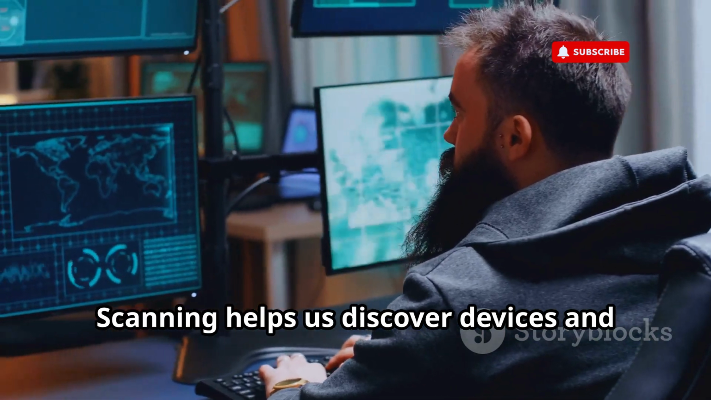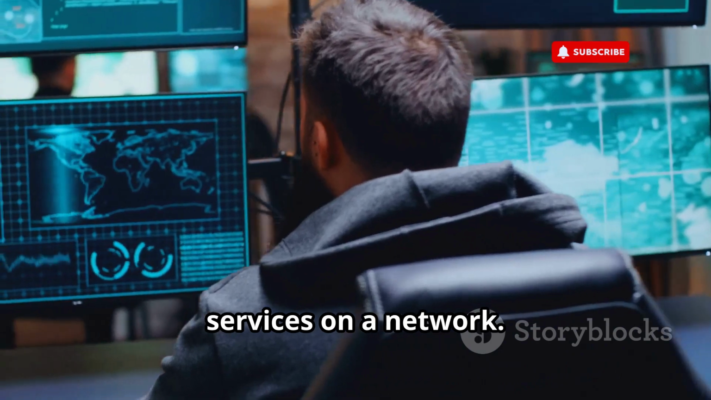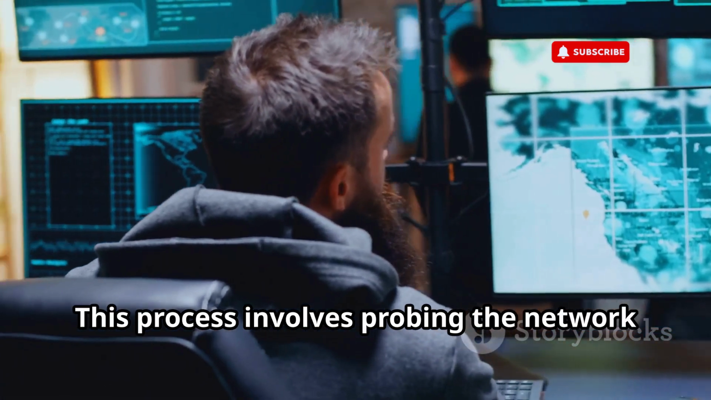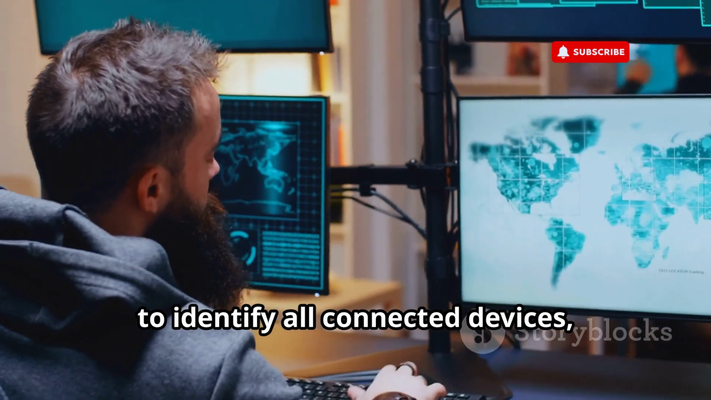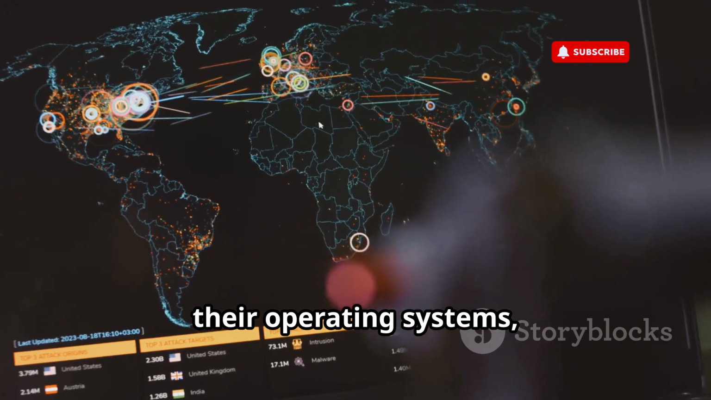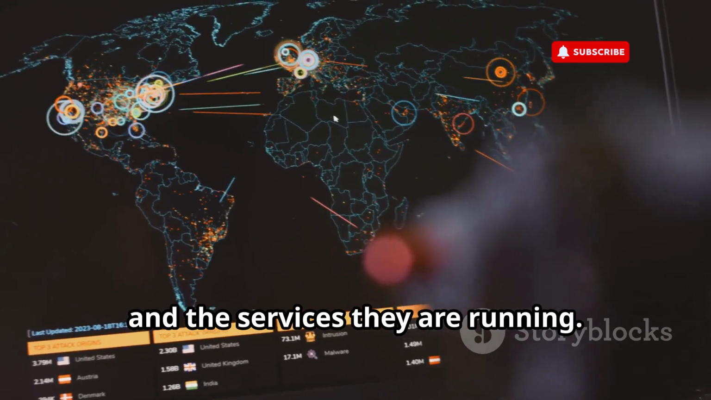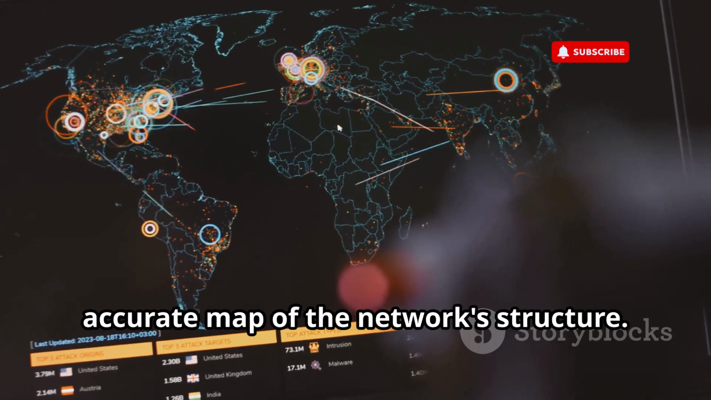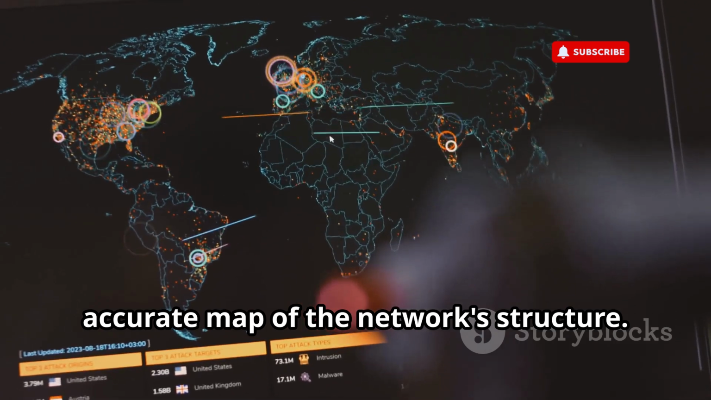Scanning helps us discover devices and services on a network. This process involves probing the network to identify all connected devices, their operating systems, and the services they are running. This is essential for creating an accurate map of the network structure.